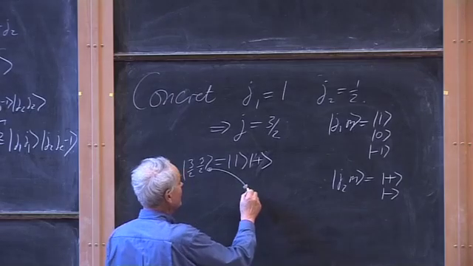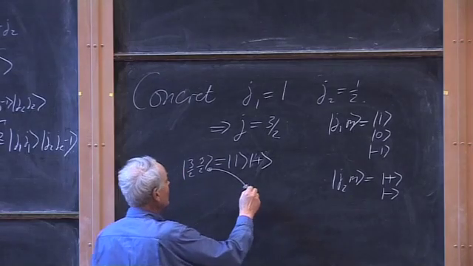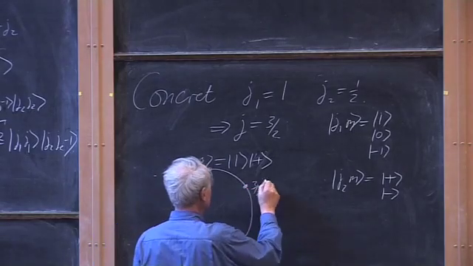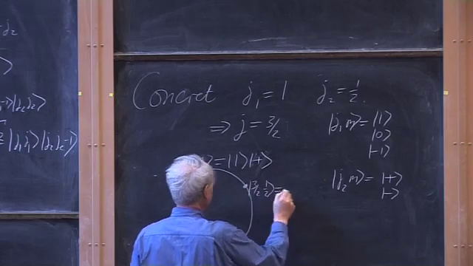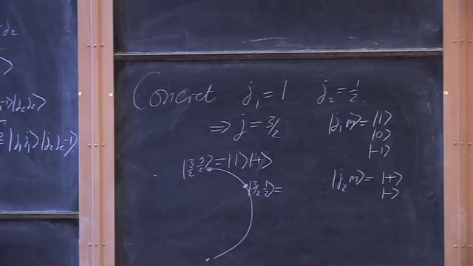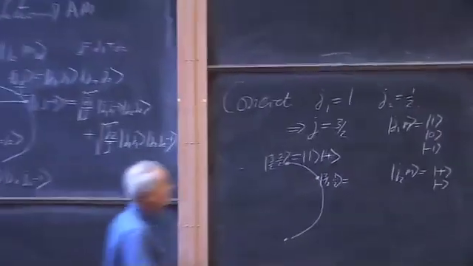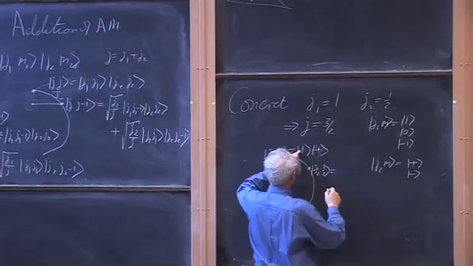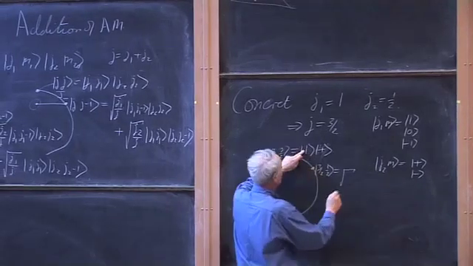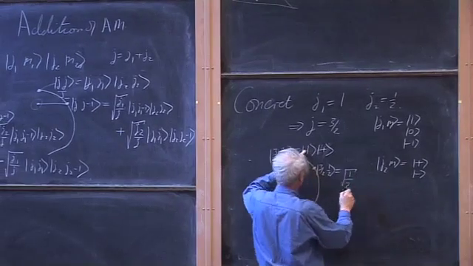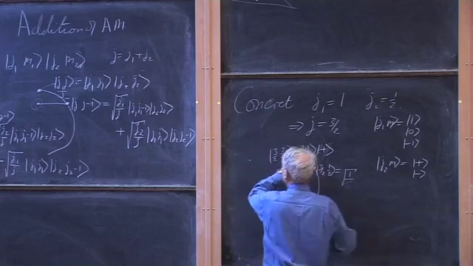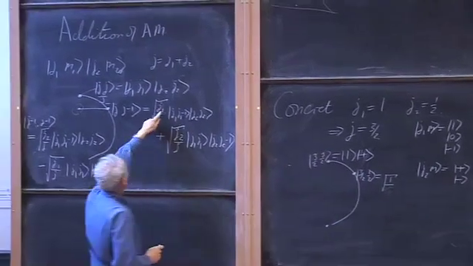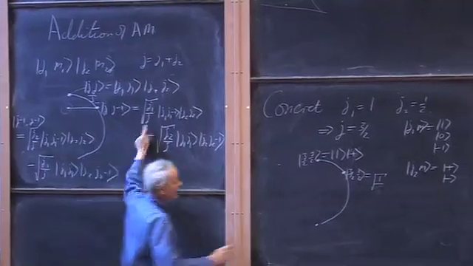If we would come down here, what would we have? We would have 3 halves, 1 half, because J is 3 halves. And what would it be? It would be the square root of 1 over 2. Sorry, not at all true. It would be J1, which is 1, over J, which is 3 halves.